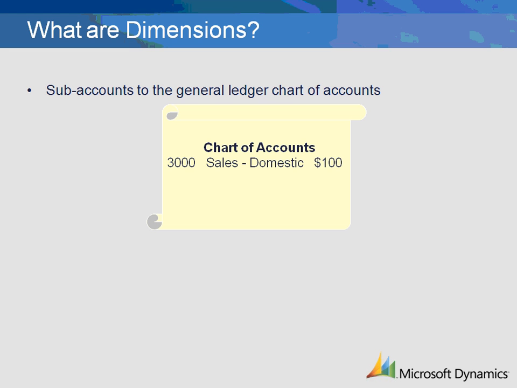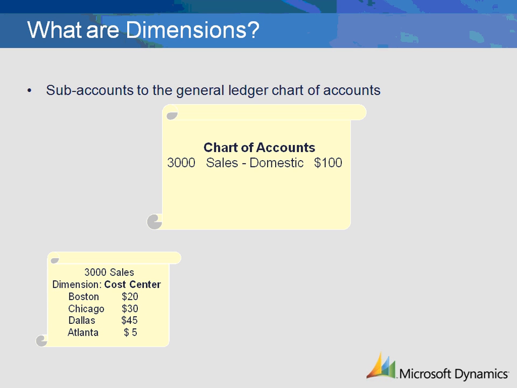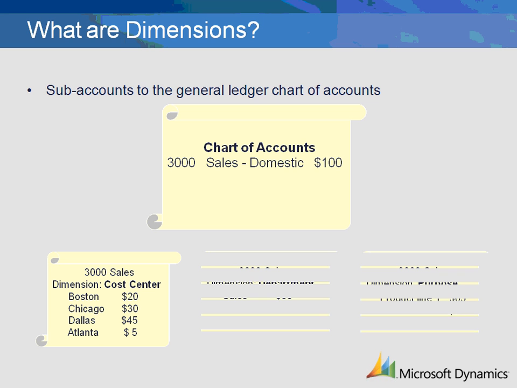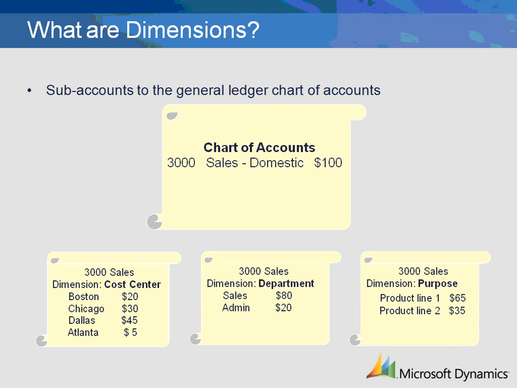Microsoft Dynamics AX contains three standard dimensions: Cost Center, Department, and Purpose. The Cost Center dimension in this example is used to represent the location. The balance of $100 is broken down by each location. The Department and Purpose dimensions will break down the same $100 balance into user-defined dimensions. In this example, the departments are Sales and Administration, and the purposes are Product Line 1 and Product Line 2.